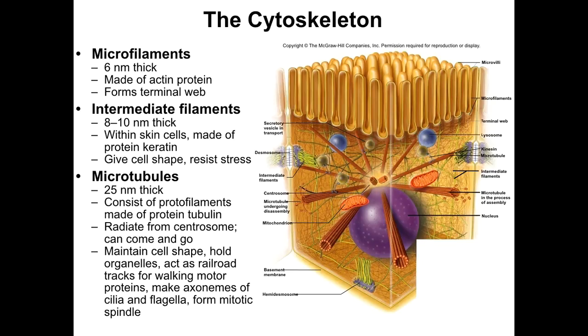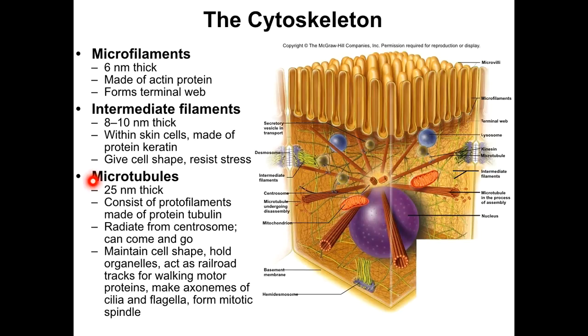You also find intermediate filaments that move throughout the cell, connecting one thing to another. Anytime you want two things to not get torn apart, you connect them with intermediate filaments. Things don't really move down intermediate filaments, but it helps the cell resist stress and deformation. So it helps the cell resist shape-changing effects.